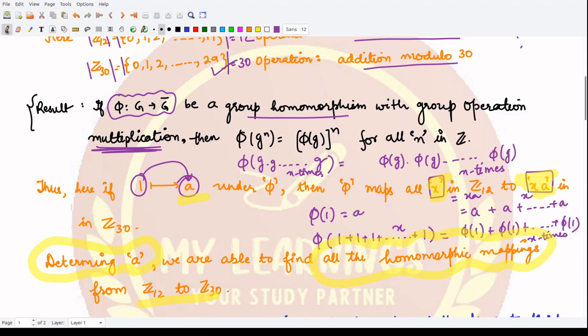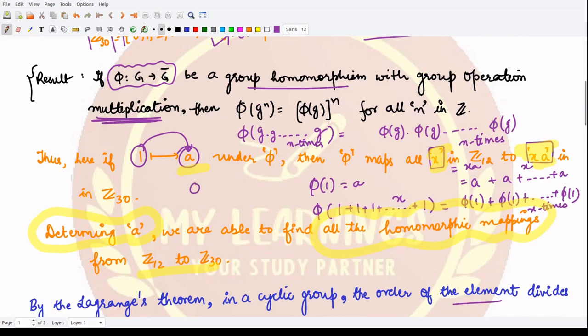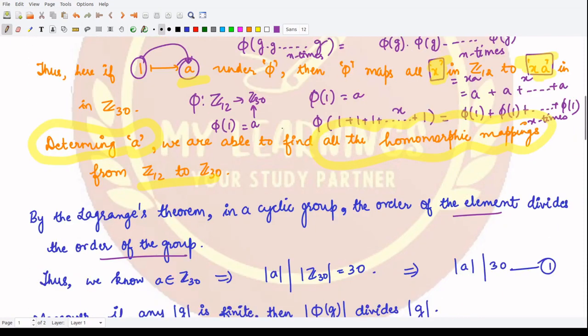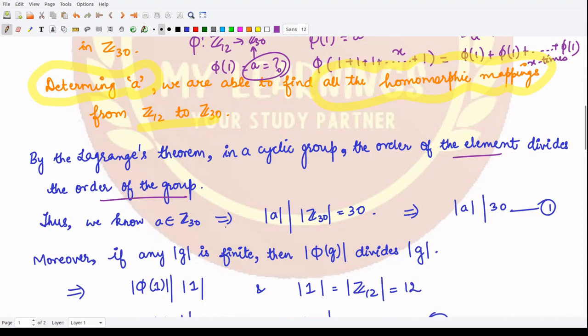Okay, so by Lagrange's theorem, for a cyclic group, the order of an element divides the order of the group, right? So in that case, since we are defining phi from Z12 to Z30, obviously phi of 1 is equal to a, then this a would be present in Z30. So we are to determine what this a is, correct? Because we know Z30 is cyclic in nature, therefore any element a belonging to it has an order that would divide the order of the group, which is 30. So let's mark this as our equation 1.